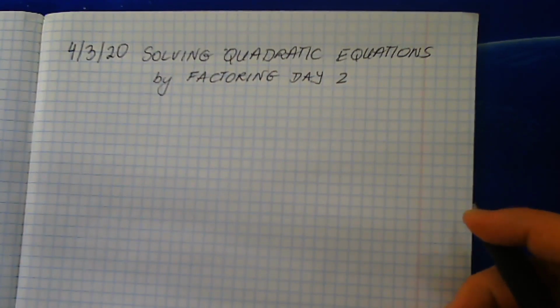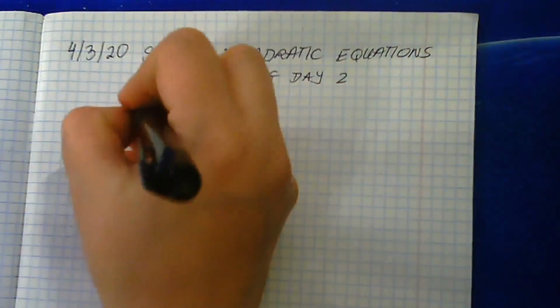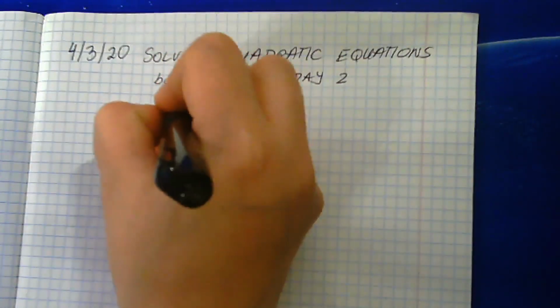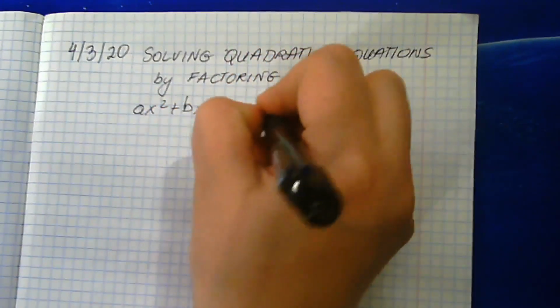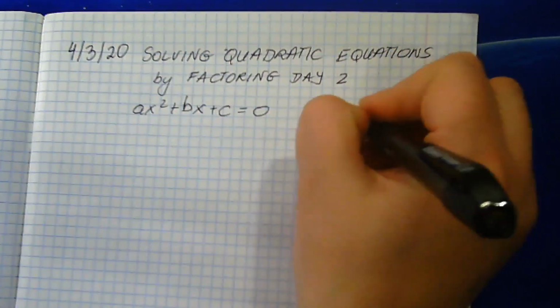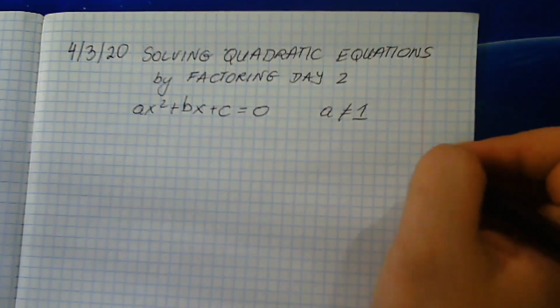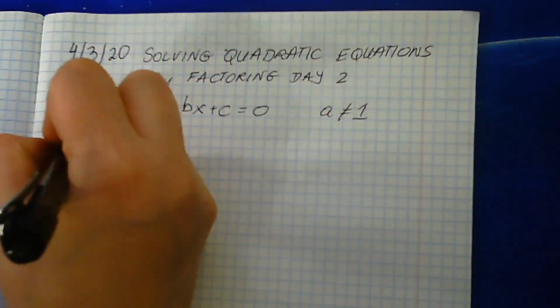Today we're gonna solve quadratic equations by factoring. This is the second day, so today we're going to review when a is not 1. Again, you can probably Google this topic in different YouTube videos, and there are different methods, but we're following what the book was showing us. So let's look at some examples.